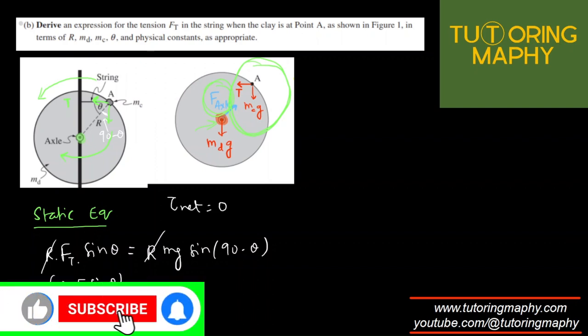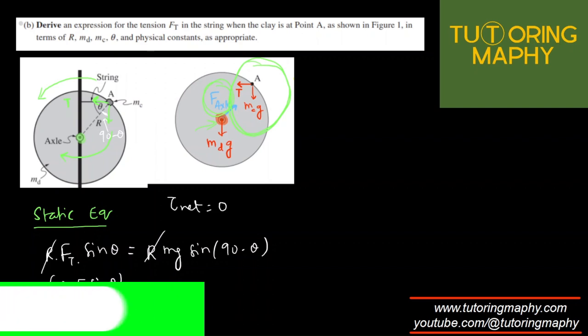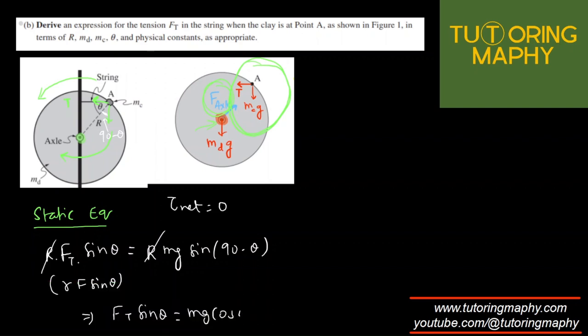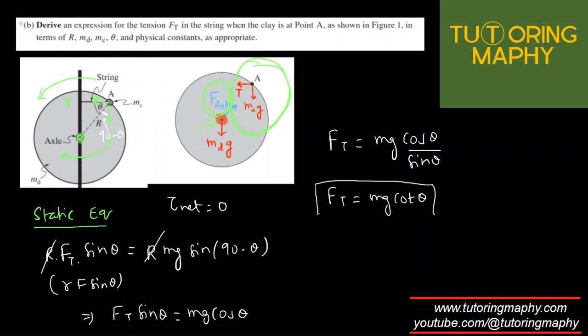First off, let's redecorate this a little bit because I know that sine of 90 minus theta is going to be cosine of theta. So this will be mg cosine of theta, and then dividing both sides by sine theta, this will become mg cosine of theta over sine of theta. Obviously, cos of theta over sine of theta can be written as cot of theta, or cotangent of theta. So this is the final answer, or this is also the final answer.